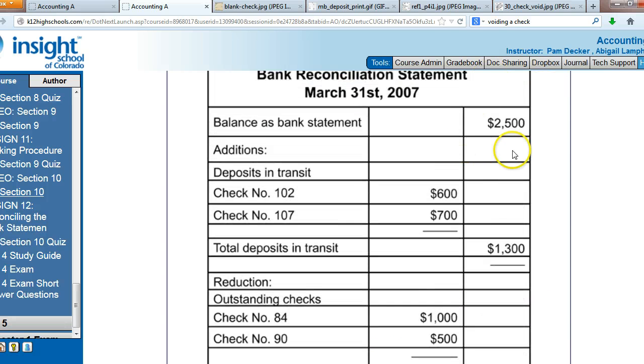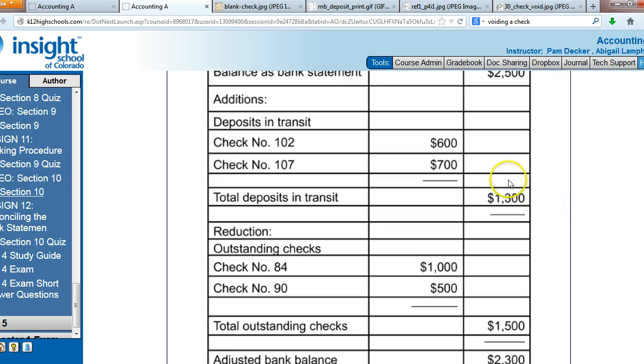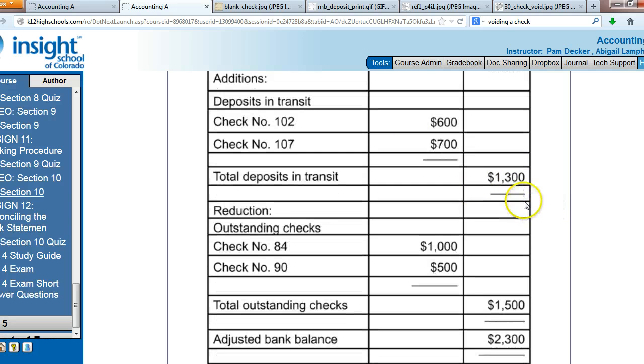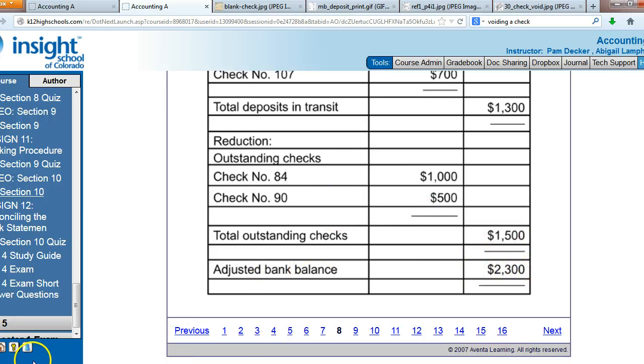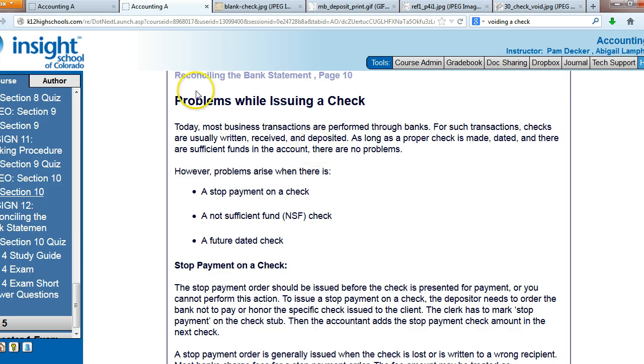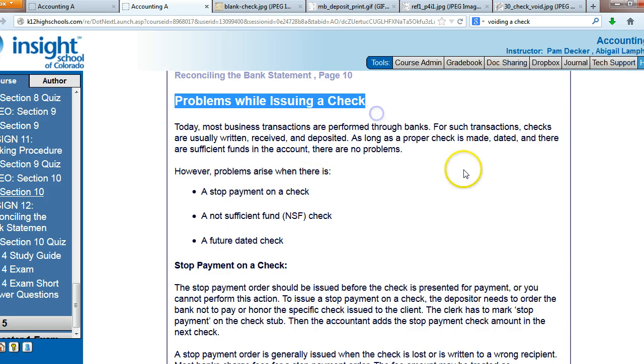As you can see, we started with $2,500. We added in $1,300 for what we still had coming in. We subtracted $1,500 for what was still outstanding, and that gave us our new balance. You could run into some problems while issuing checks.